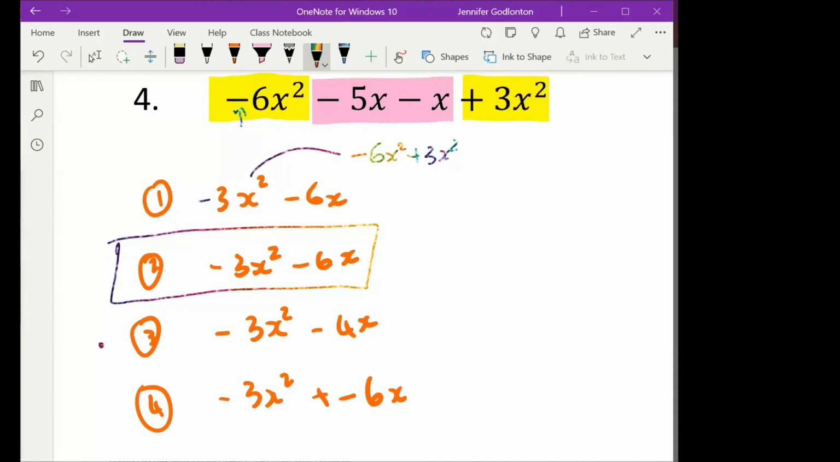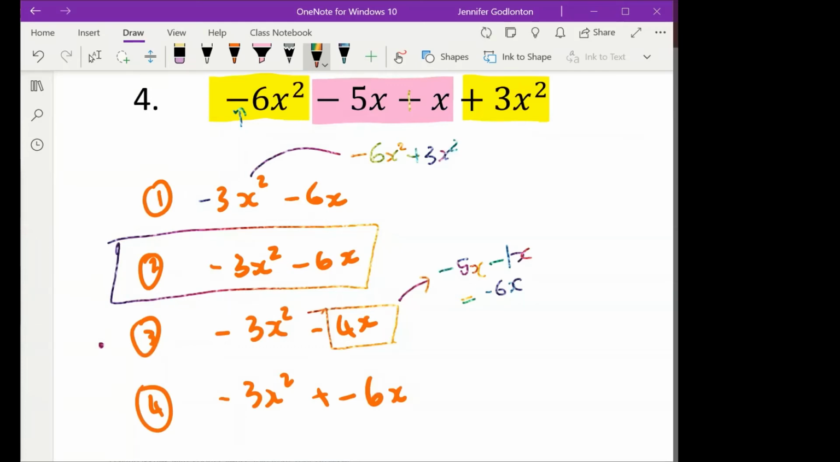In our third answer, where we've gone wrong is this negative 4x. And in order for that to happen, this would have had to be a plus. But it's not a plus, it's a minus. Okay, so if we have negative 5x minus another 1x, that's going to give us negative 6x, not negative 4x.